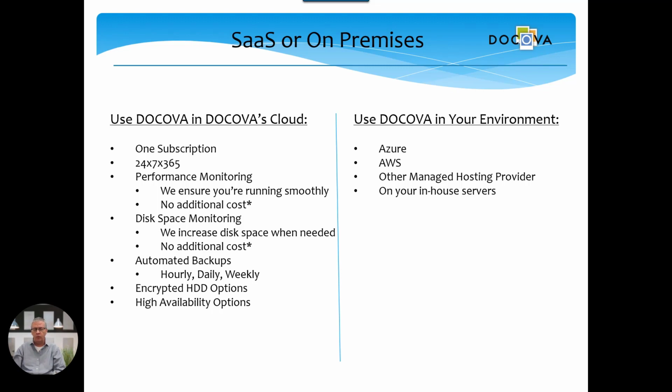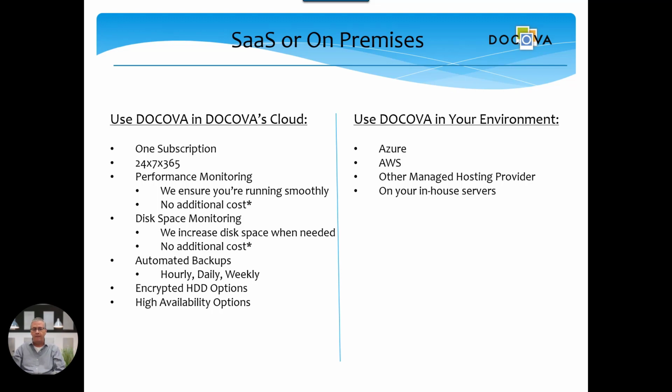In the cloud, what we've done is there's one subscription and you get 24/7/365 support. There's performance monitoring that goes with that, disk-based monitoring. So we track and make sure that your system is running smoothly. We increase disk space at no additional cost if you need it. We automate the backups, so the backups run hourly, daily, and weekly. And we have two options. One is for encryption if you need that, and one is high availability options.